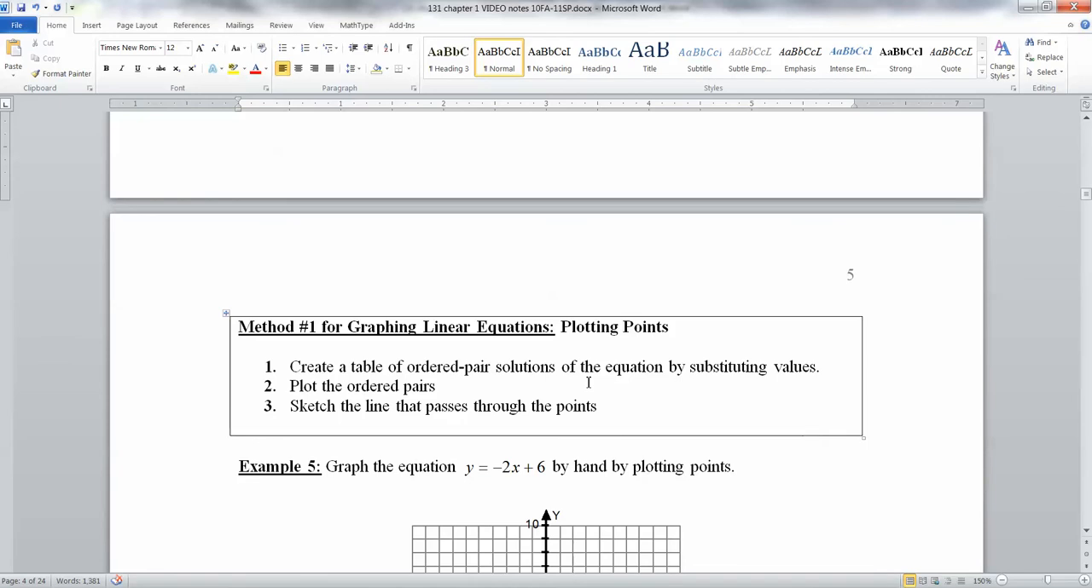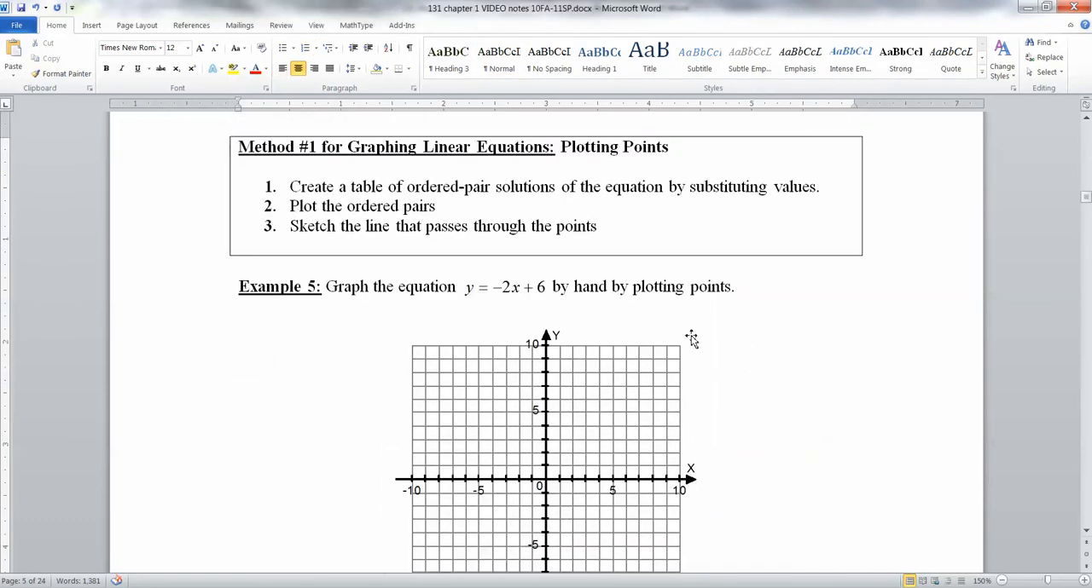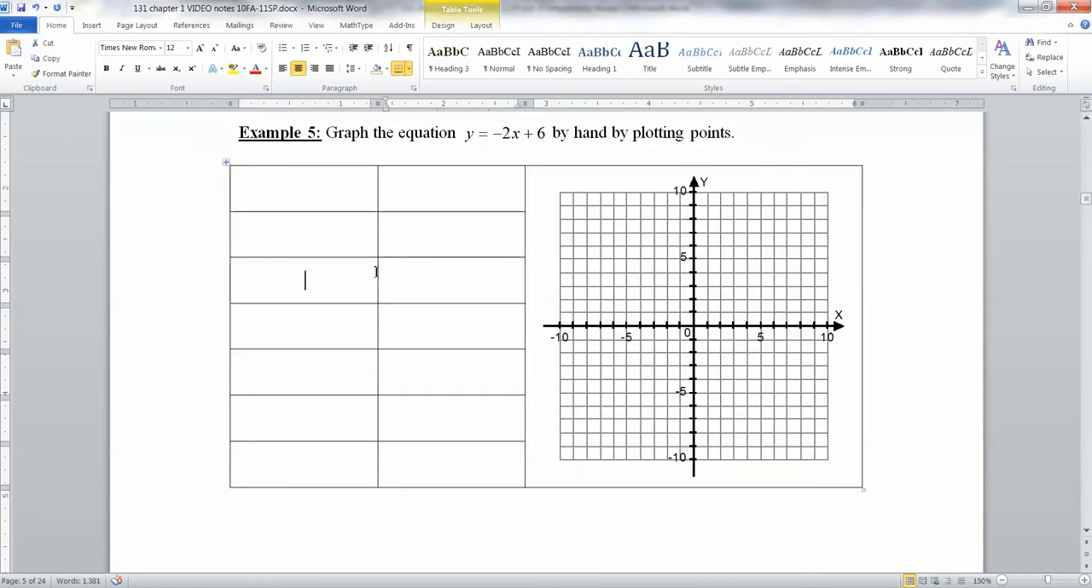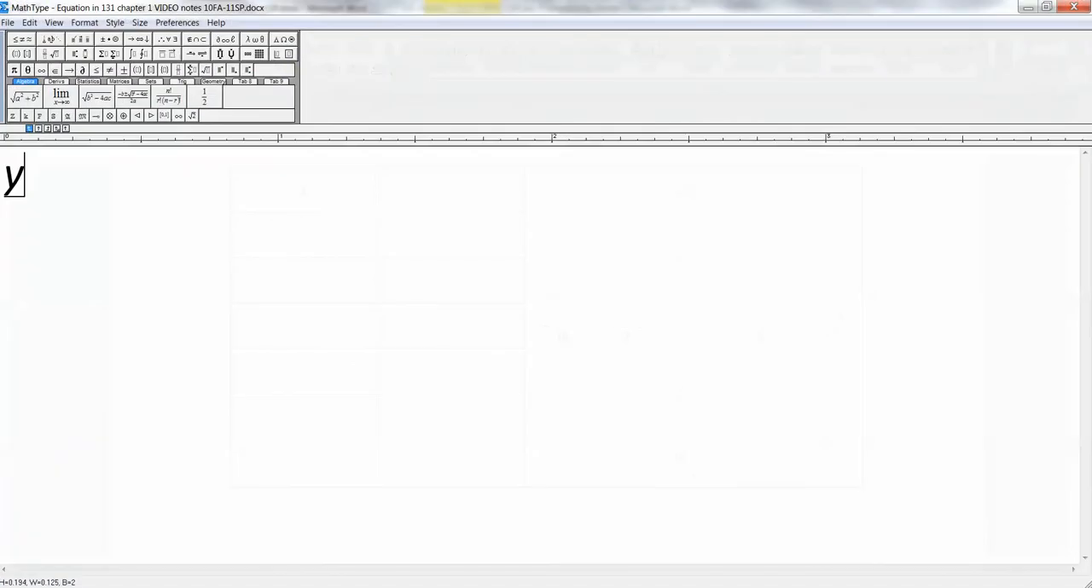All right, let's move on to the next thing. How about graphing lines? Now, this is the first of 2 methods we're going to use for graphing lines. This is the one that we do by plotting points. So you create a table of ordered pair solutions of the equations by substituting values, and you plot those points. Hold on, let me make a little table here real quick. Okay, so you can put it kind of off on the side. So what we're going to need is x values, and we're going to need y values.